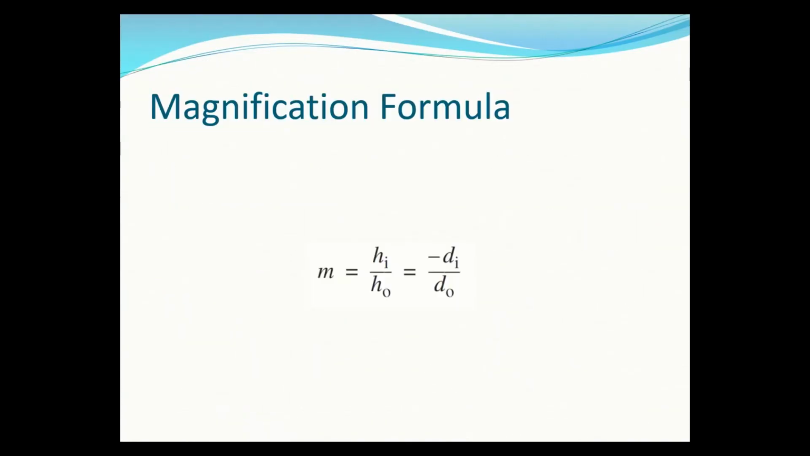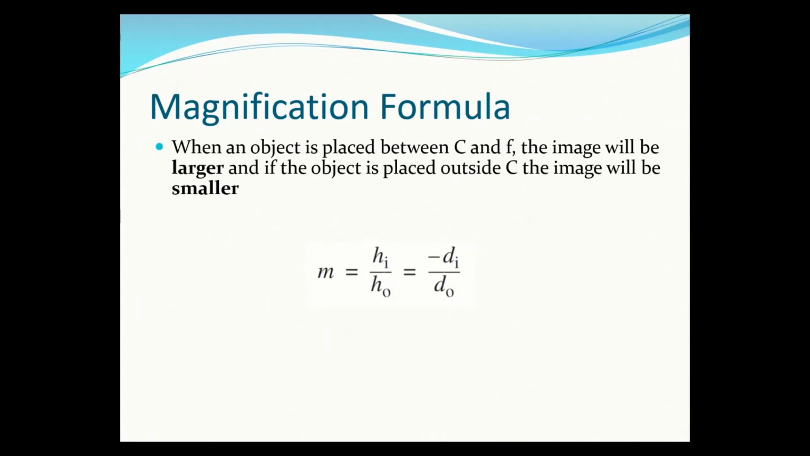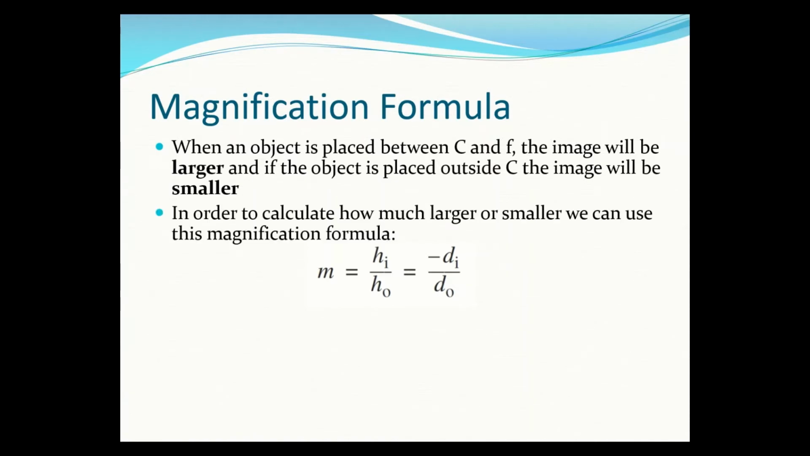Okay, so there is a formula that we can use as well. When an object is placed between C and F, the image will be larger, and when an object is placed outside C, the image will be smaller. So what that means is that there's magnification happening here. And in order to calculate how much larger or smaller, we can use this magnification formula. M equals hi over ho equals negative di over do.